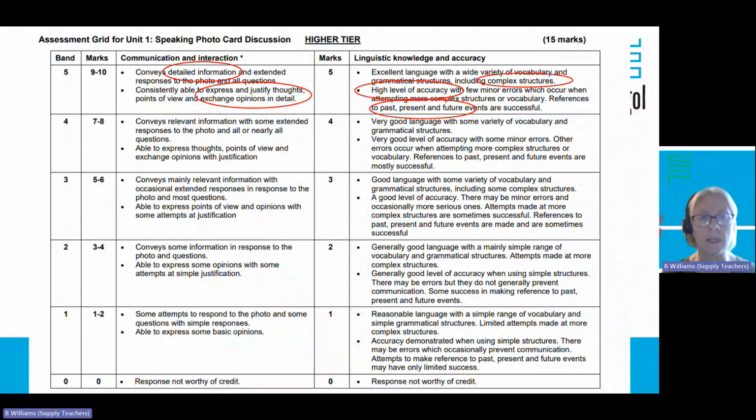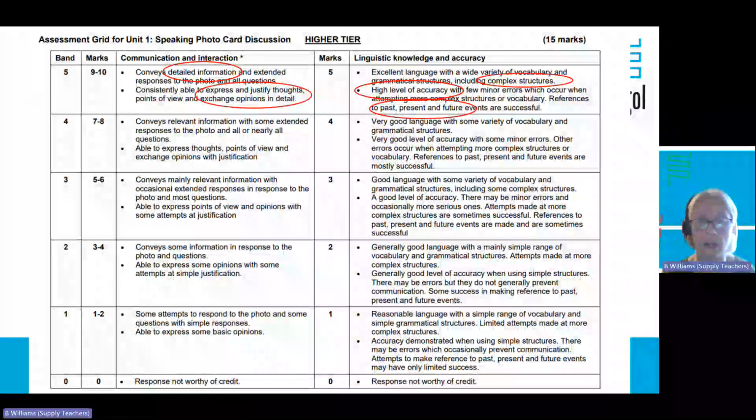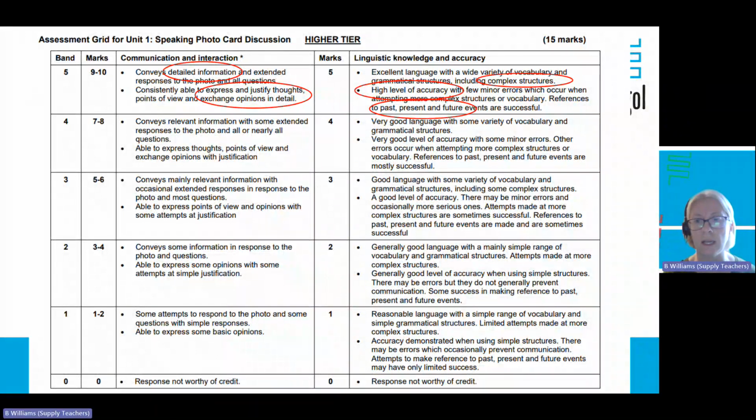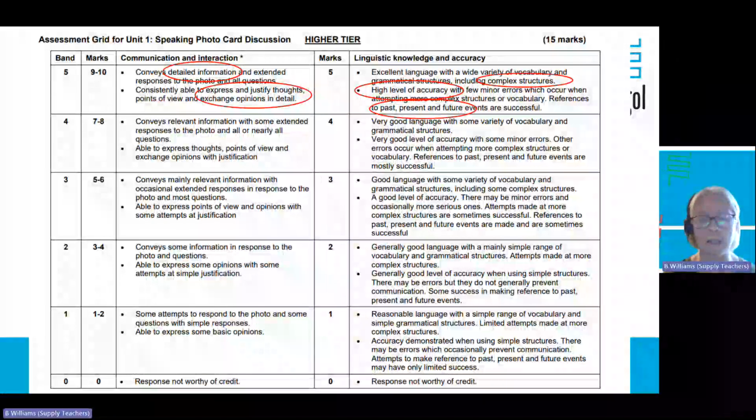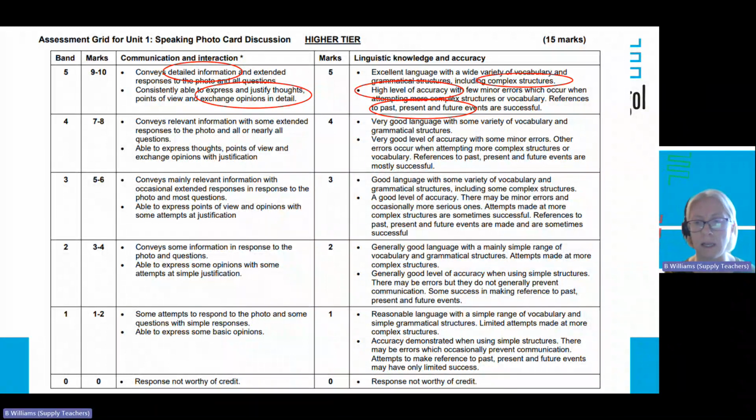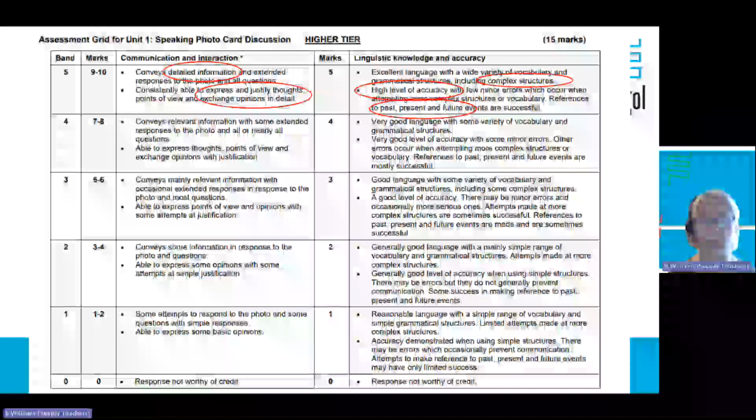The linguistic knowledge and accuracy, then we are looking for the use of complex structures. We're looking at a higher level of accuracy compared to the foundation paper. And again, you will be required to speak in the past, the present, and in the future tense as well.